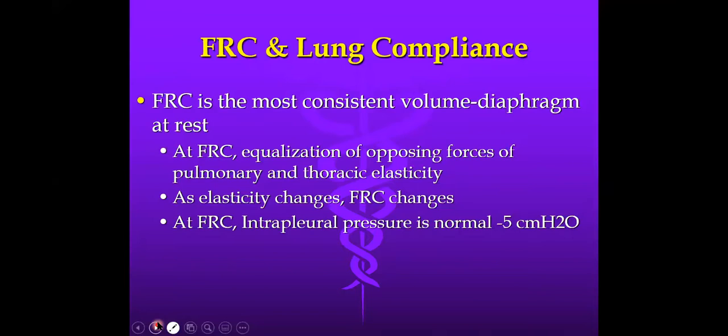So now they're talking about FRC and compliance, how important FRC and compliance are, because they're indicative of each other. FRC is the most consistent volume, diaphragm at rest, all right? When the diaphragm is at rest, everything that's in the lungs at that point is your FRC. At FRC, you have an equalization of opposing forces, the pulmonary and thoracic elasticity, right? We say we have two opposing forces. The rib cage or the thorax wants to spring out, and the lungs want to collapse in because of elasticity, right? So as they work on each other, that is at zero, like ground zero. That's your FRC.